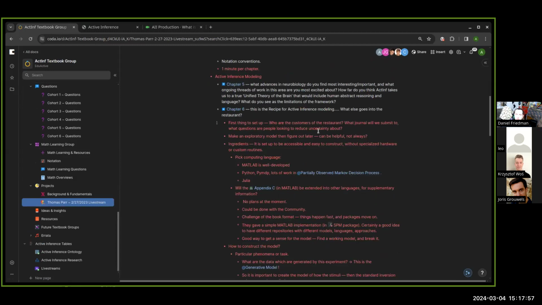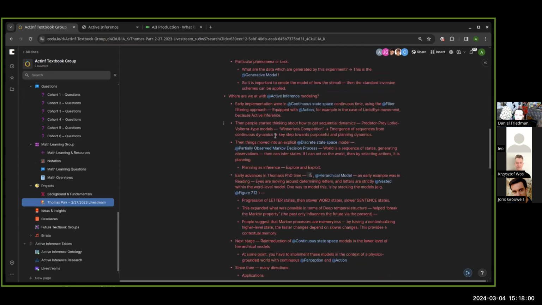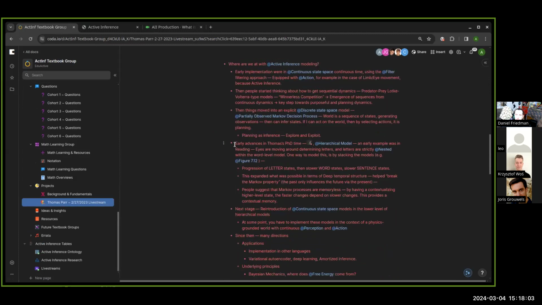Thomas Parr in his book Stream gave a really good timeline talking about how the earliest implementations were the continuous state space. Then people started thinking about getting sequential dynamics. This is exactly what we just saw with Lotka and Volterra. Then people wanted to look into planning and sequential dynamics with counterfactuals. So then that motivated more of the discrete time models to get that kind of decision making and planning.